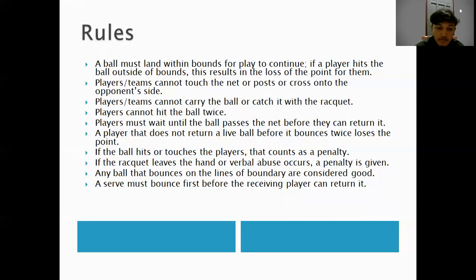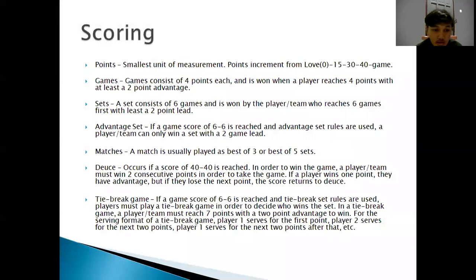Scoring in tennis. Point: the smallest unit of measurement, point increments from love or 0, 15, 30, and 40. Game: a game consists of 4 points and is won when a player reaches 4 points with at least a 2-point advantage.